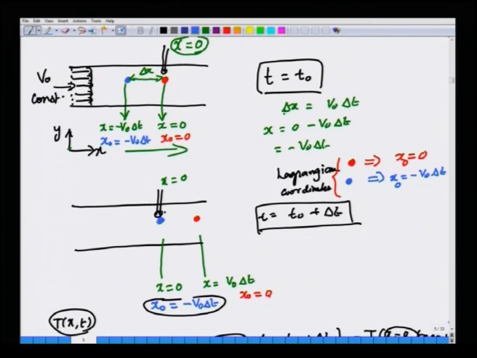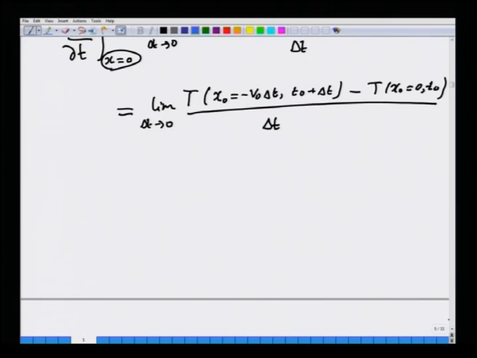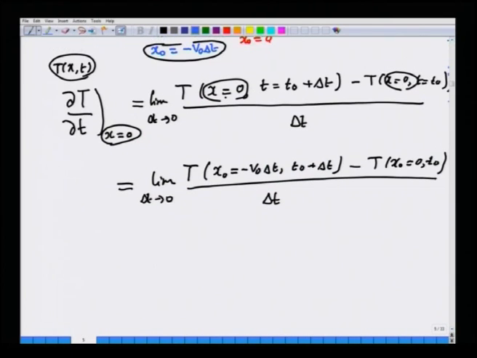Okay. So, when you take this measurement and take the partial derivative of the temperature using this measurement, the partial derivative of temperature with respect to time is nothing but the limit of the temperature at that spatial location x equal to 0 at a later time, minus the temperature at T0, divided by delta T as delta T goes to 0.